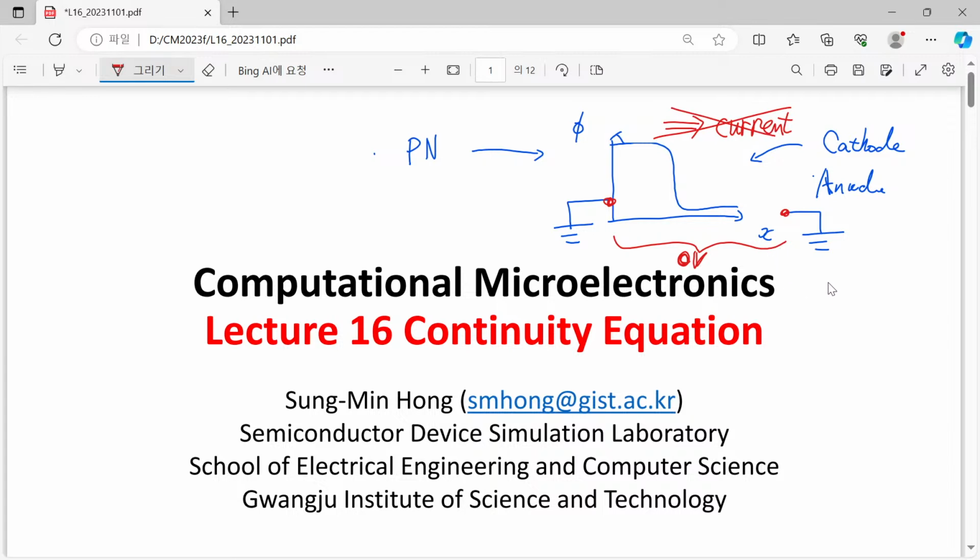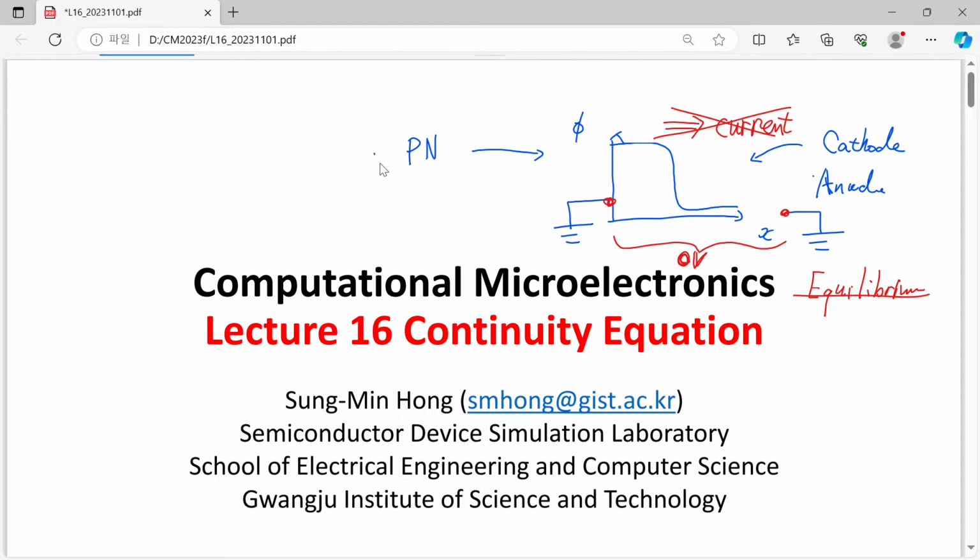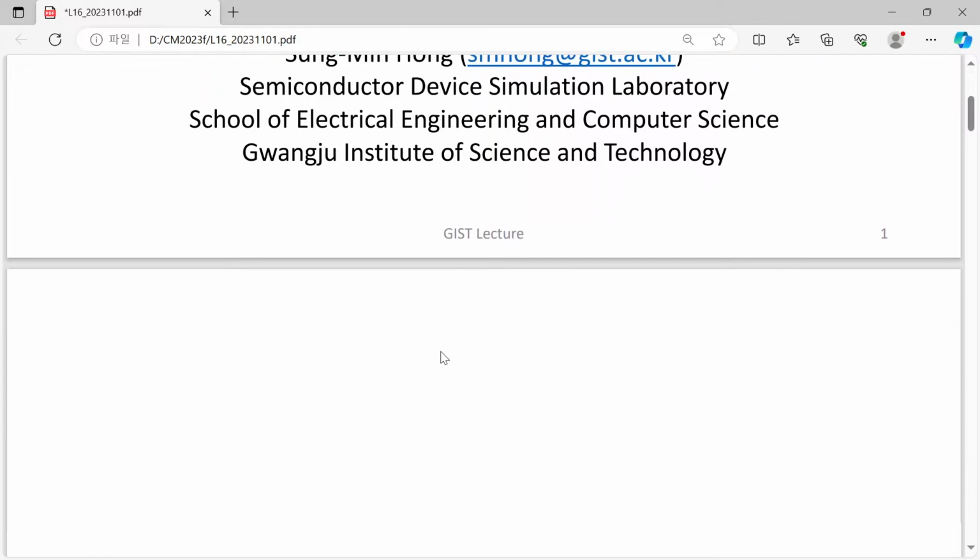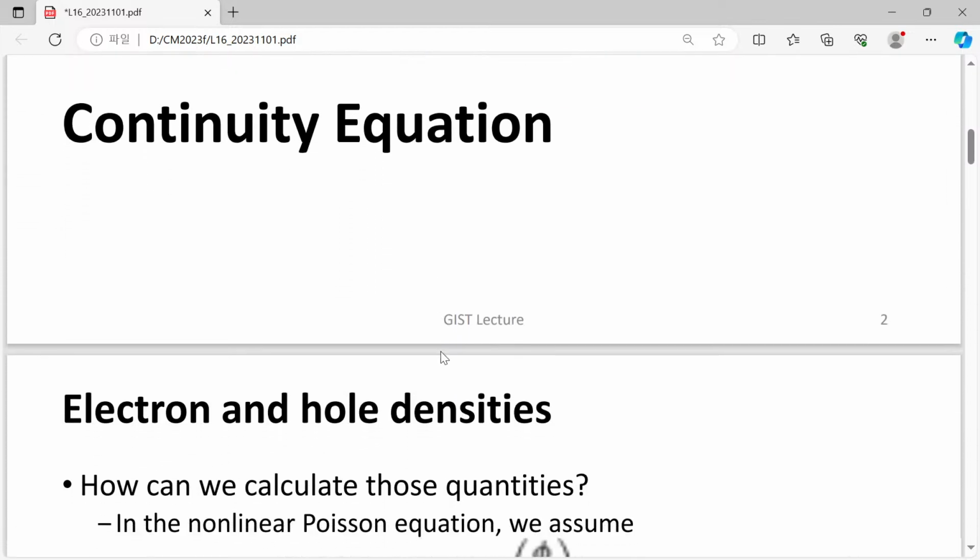This kind of situation is called equilibrium, and everybody should understand the nonlinear Poisson equation is restricted to the equilibrium condition. So today we want to talk about how we can generalize our approach to non-equilibrium cases. That is the main topic of today's lecture. Okay, so let's go to the continuity equation.